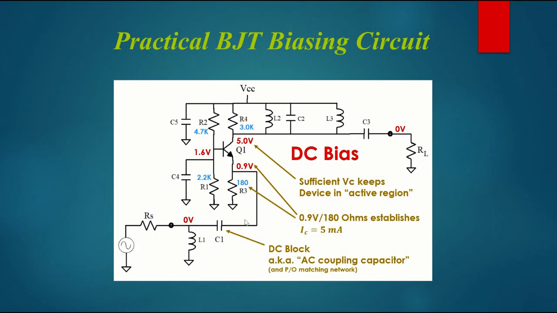A couple other things here. Notice that this 0.9 volts does not show up on the input. That's because there's a DC blocking capacitor. Many of you know these things, so hopefully you'll stay with me here, and you'll get something new at some point. This is a DC block. Many people call it an AC coupling capacitor. It does both. It passes the AC signal through, and it blocks the DC that is part of the biasing from getting to the source. In addition, as we've shown in previous videos, this capacitor can actually be part of an L matching network. So check out episode 2 if you want to see that.